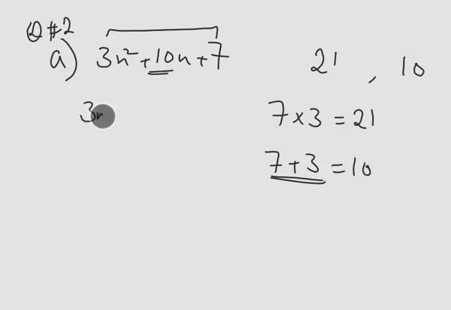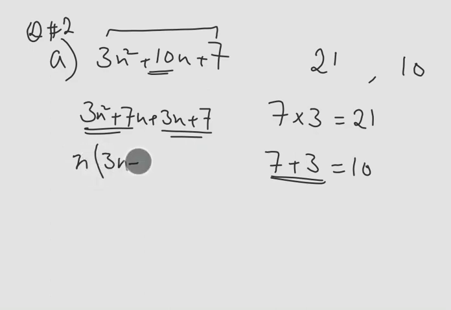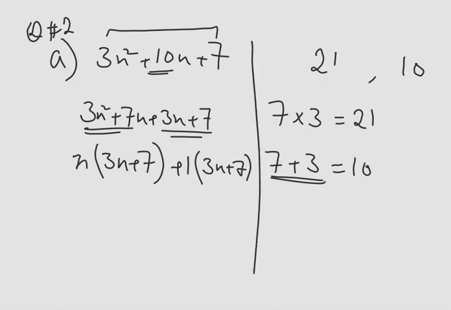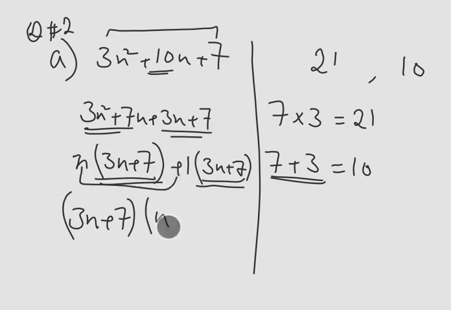So 3n square plus 7n plus 3n plus 7. Making pairs, the common term in the first two is n, and the remaining will be 3n plus 7. In the other two the common is 1, so the remaining is 3n plus 7. If there is no other common term, we take 1 as common. So 3n plus 7 and 3n plus 7 are common. The remaining is n plus 1.